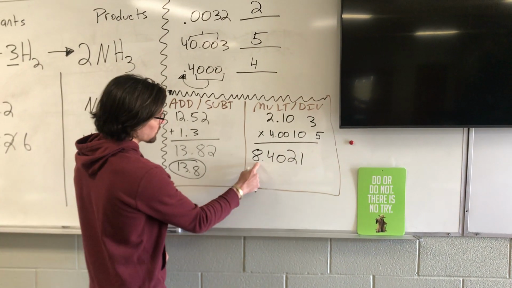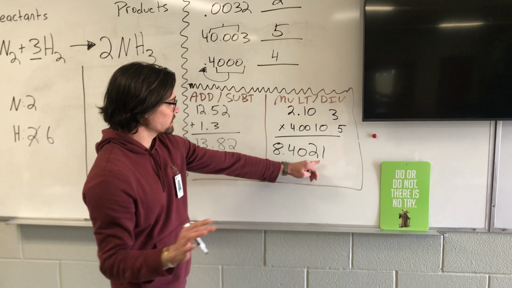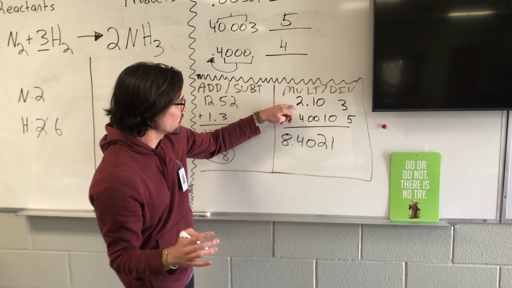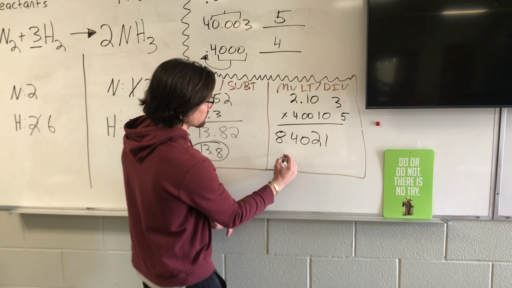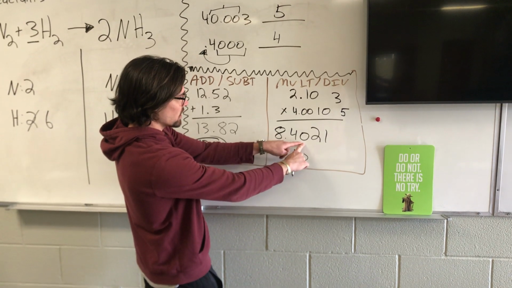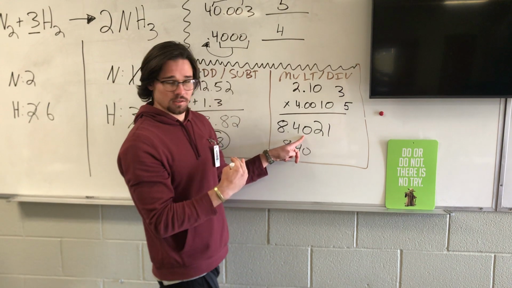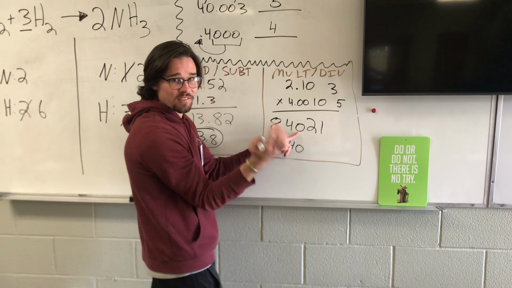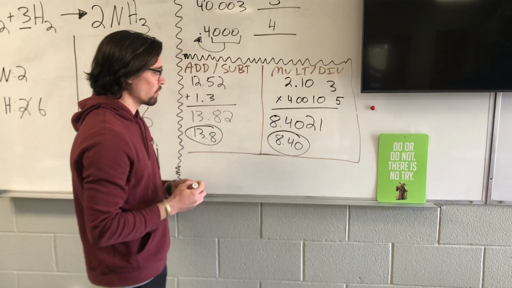8.4021. That's 1, 2, 3, 4, 5 sig figs. But our final answer is not that specific. That's to like the 10,000th. We weren't that specific with this one, or that accurate. So we have to report it in 3. So 8.40. This is 3 sig figs. 1, 2, 3. We look to the next number. If it's below 5, then we keep the number before. If it's 5 or more, then we would round up. But since it's not, our final answer is 8.4.